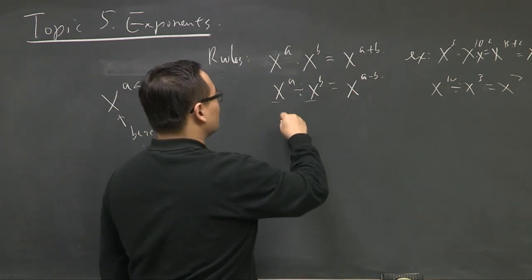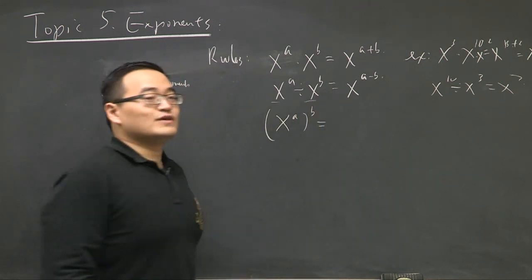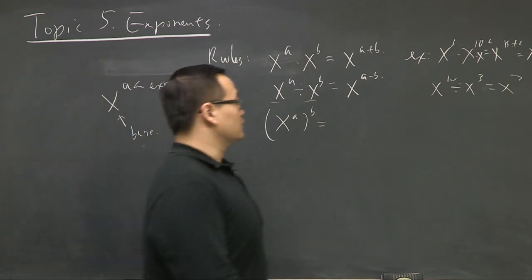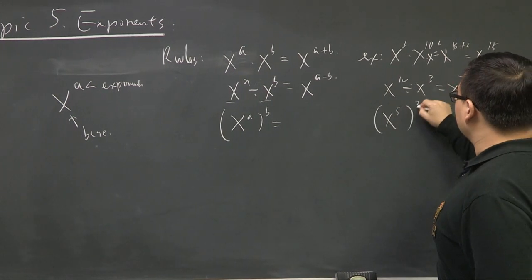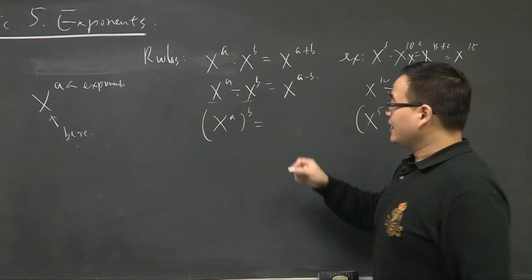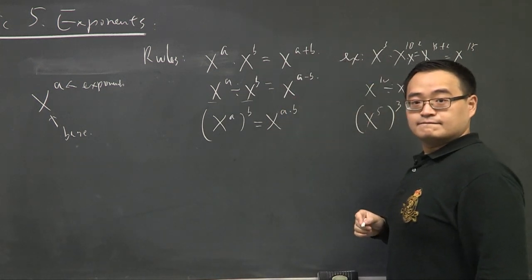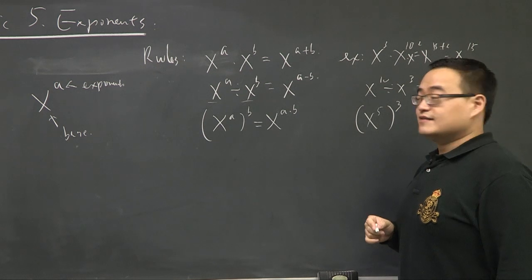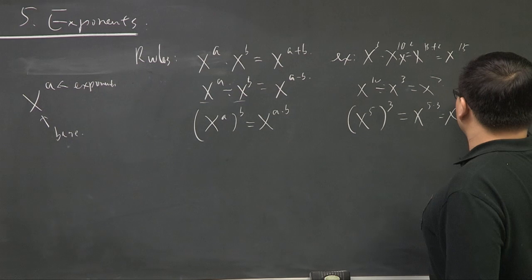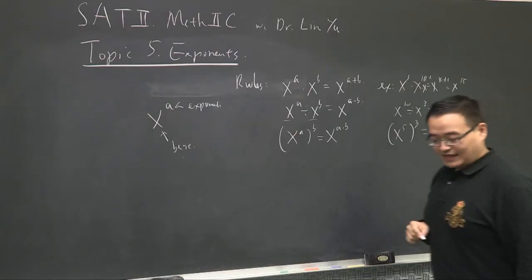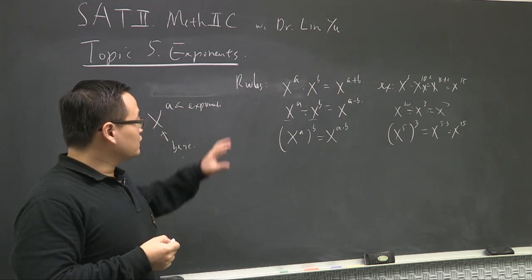What else? What if you want to raise an exponent to an exponent's power? For instance, what if I have x to the 5th and I want to raise it to the 3rd power? In that case, you have x to the a times b. So in this case, it will be x to the 5 times 3, or x to the 15th. That's it. Very fundamental rules, and you guys know this already. So these are the basic 3.